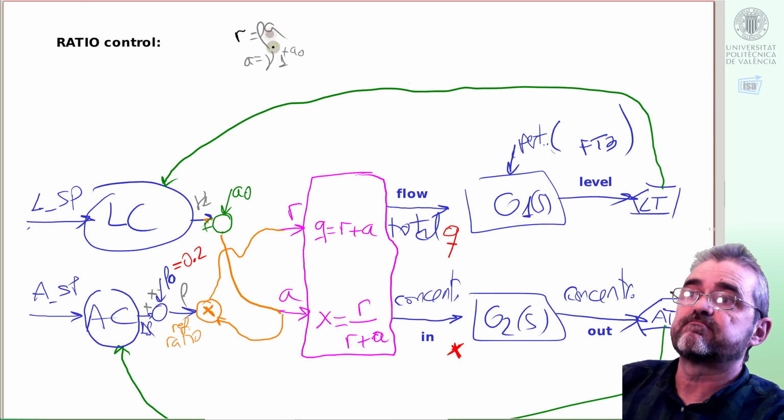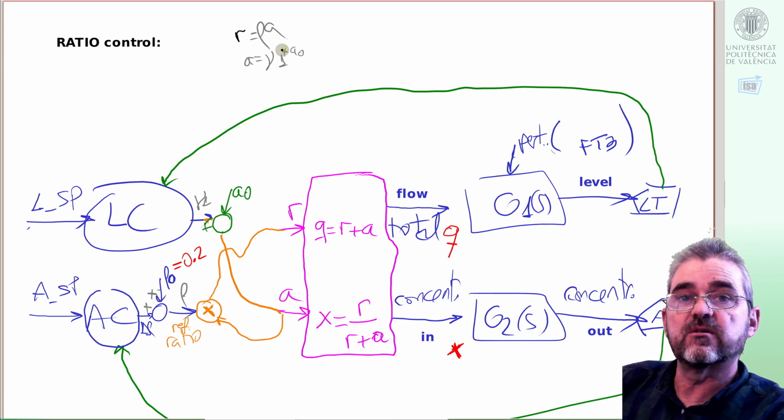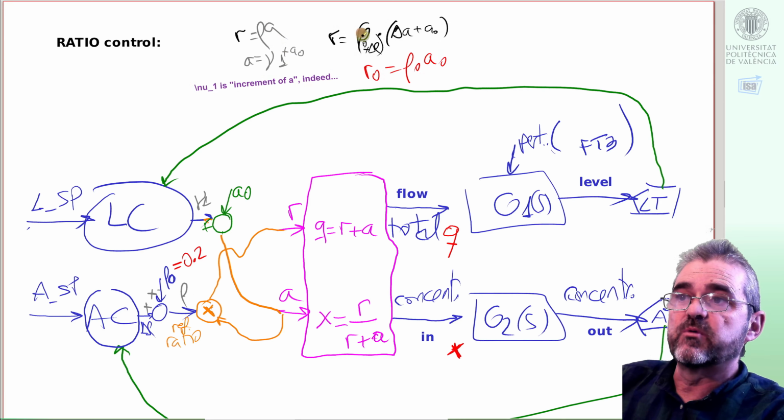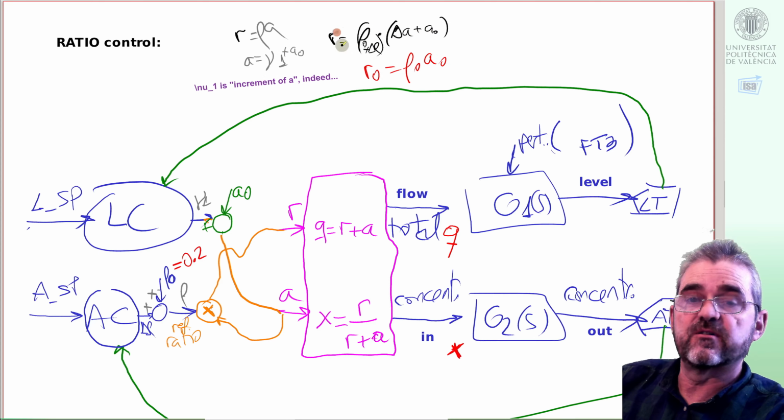Let's go. If we define incremental coordinates, rho will be rho 0 plus increment of rho, and A will be A0 plus increment of A, but then also the reagent flow nominal value at the operating point is rho 0 A0.